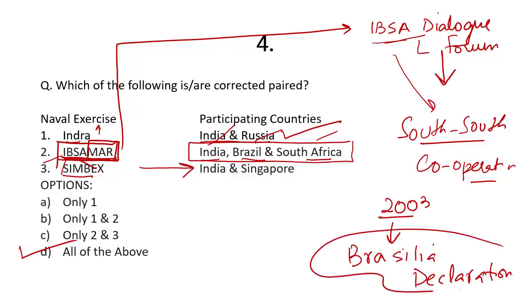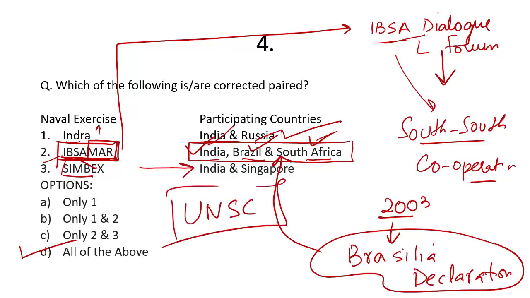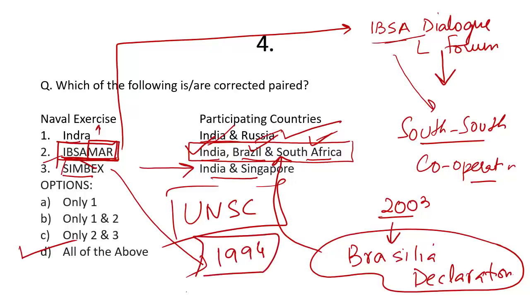And it was in this Brasilia Declaration that all three countries, India, Brazil, and South Africa, agreed that there is an urgent requirement for reform in the United Nations Security Council. And SIMBEX between India and Singapore is held annually since the year 1994.